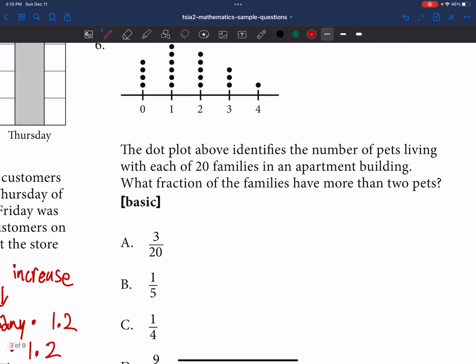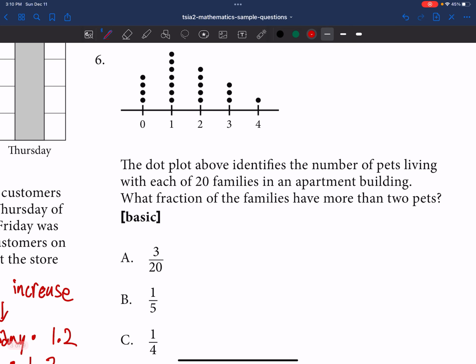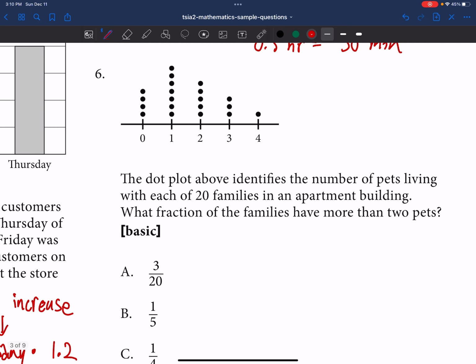Okay. Number 6. The dot plot above identifies the number of pets living with each of 20 families in an apartment building. What fraction of the families have more than 2 pets? So to figure out this fraction, we're thinking number of families. Wait, what fraction of families have more than 2 pets? Okay, so be careful with that. It's not 2 or more, it's more than 2. So say with greater than 2 pets.